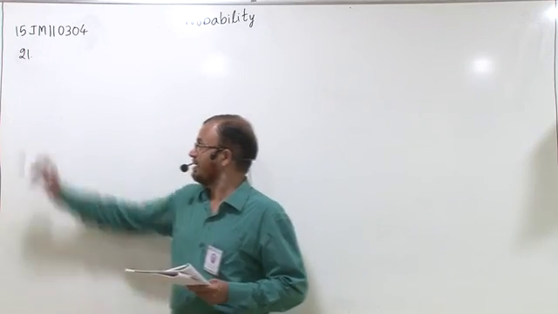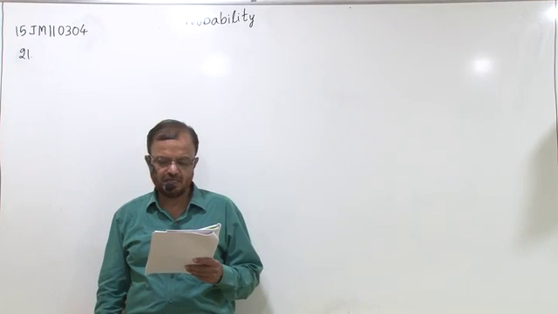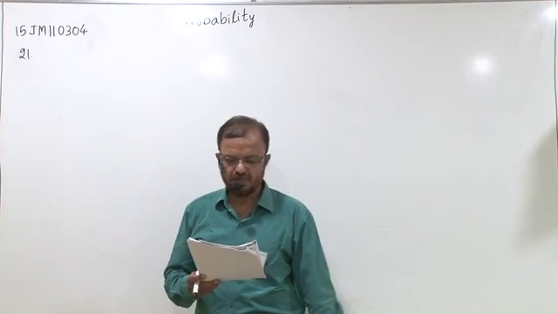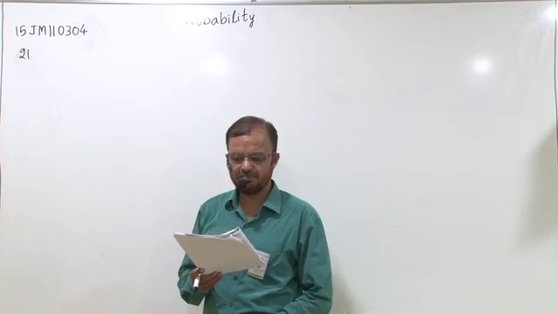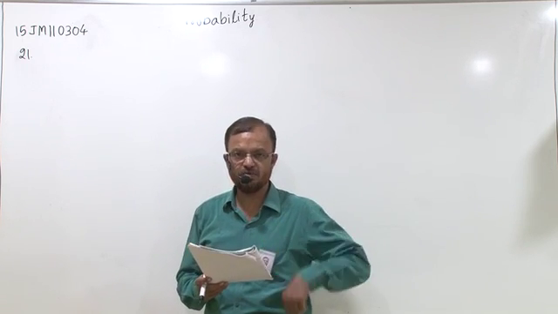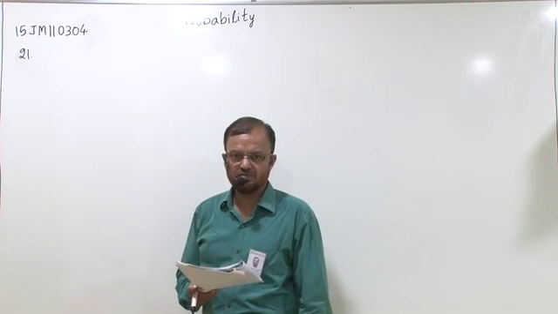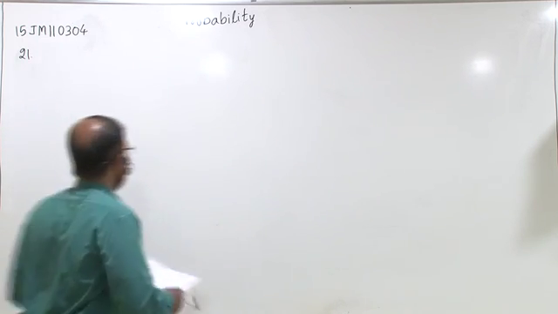Coming to this next code number 15JM110304. For any two events A, B in the sample space, we have to see which of the following options are correct. That means each of the options I have to verify here. Coming to the first option, A option.